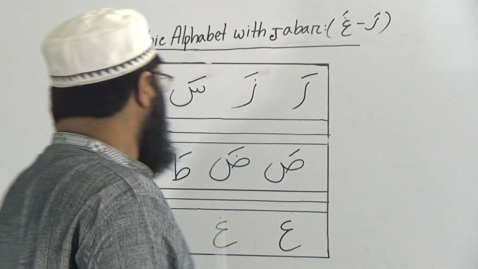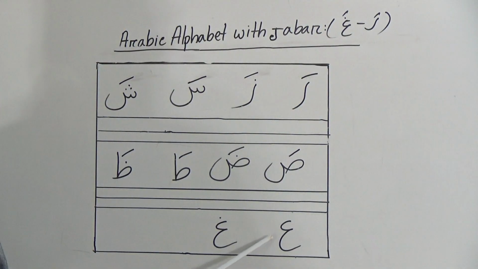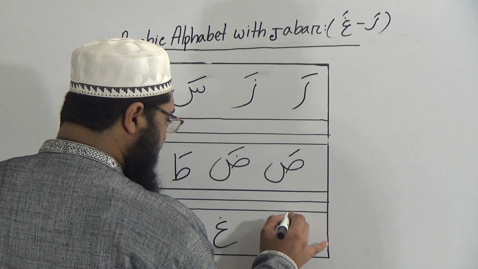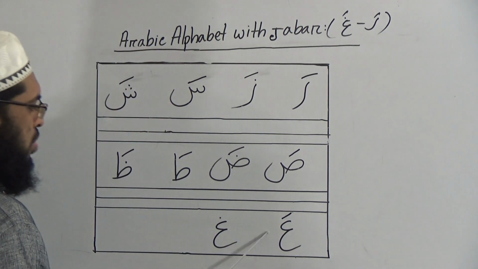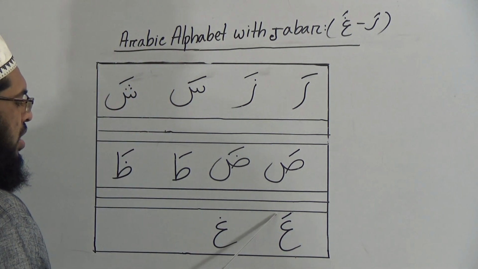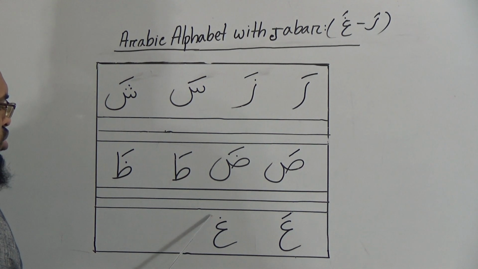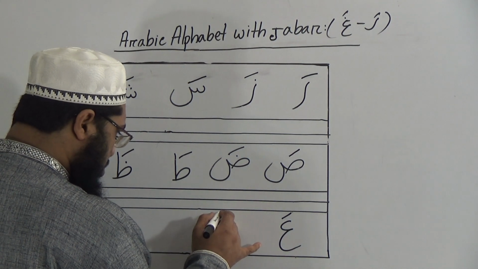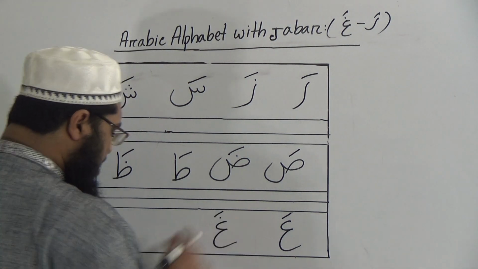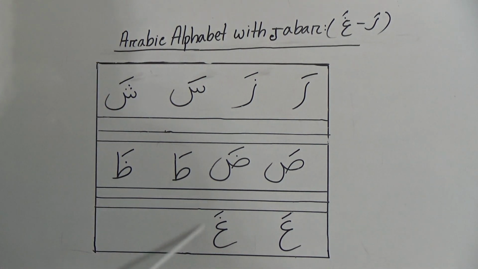Okay, my dear students. Now Ain Zabar A and Ghain Zabar Gha. Now I am putting a Zabar over the Ain, and this is called Ain Zabar A. And this is Ghain Zabar Gha, not Gain Zabar Ga. Now I am putting a Zabar over the Ghain. You have to pronounce Ghain Zabar Gha. Ain Zabar A. Ghain Zabar Gha. Okay, my dear students.